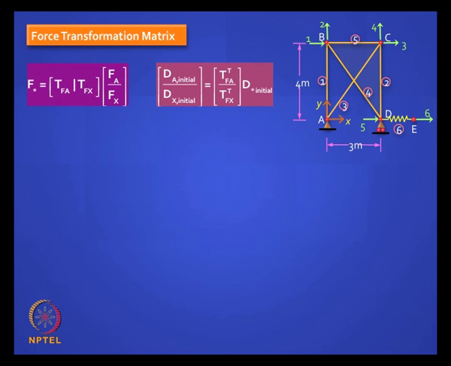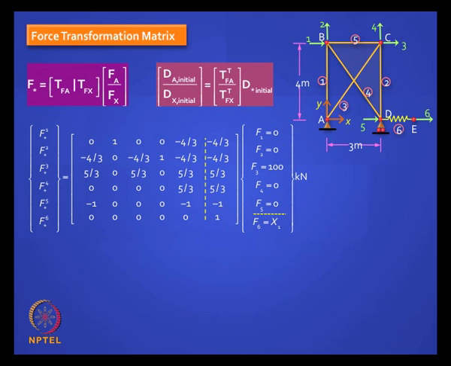Force transformation matrix. I just need to do one more case, that is I put F6 equal to 1. If I put F6 equal to 1, I get these bar forces. The rest of it I have already done. This is what I did earlier. Only thing, I added a sixth row. Why did I add a sixth row? Because there is a spring which was not there earlier. Is it clear? There are 6 elements here. Is this clear to you?